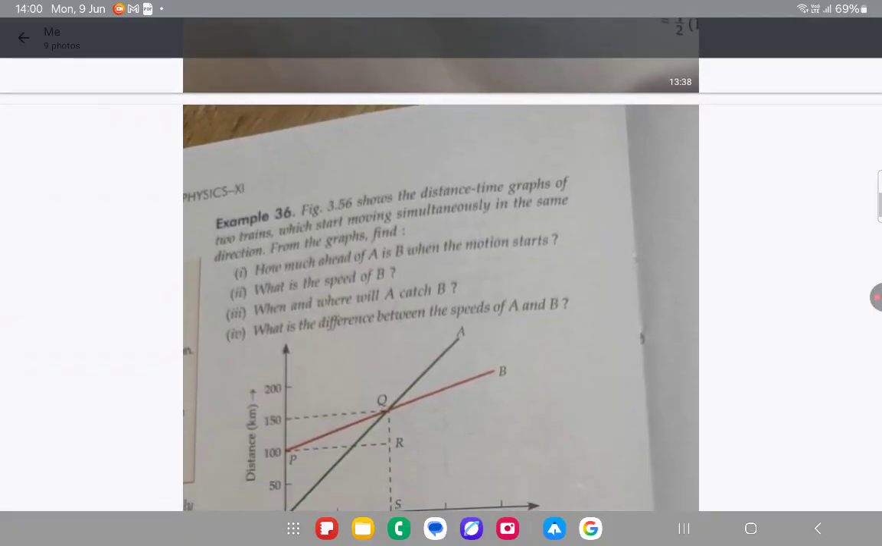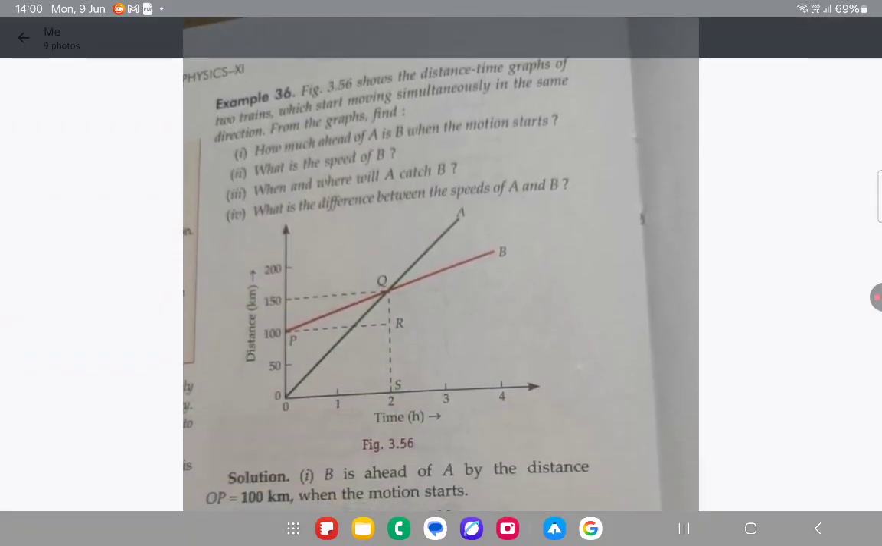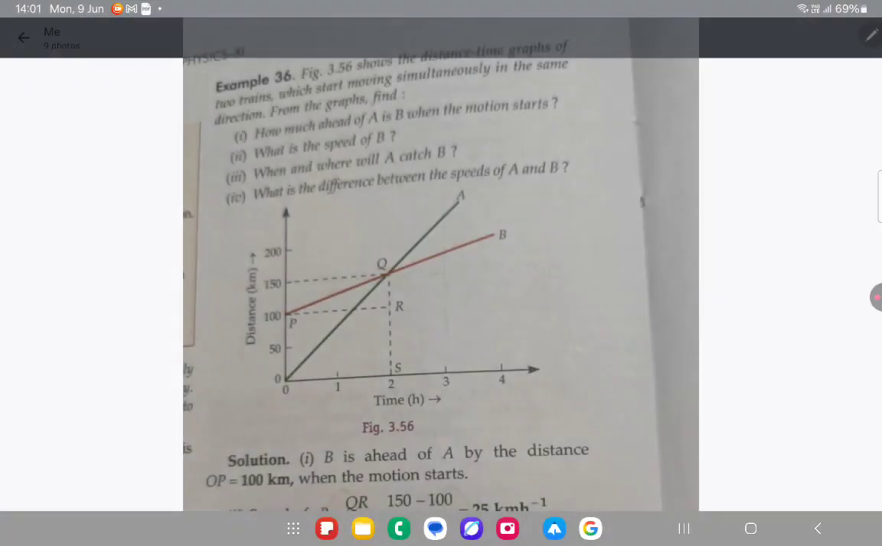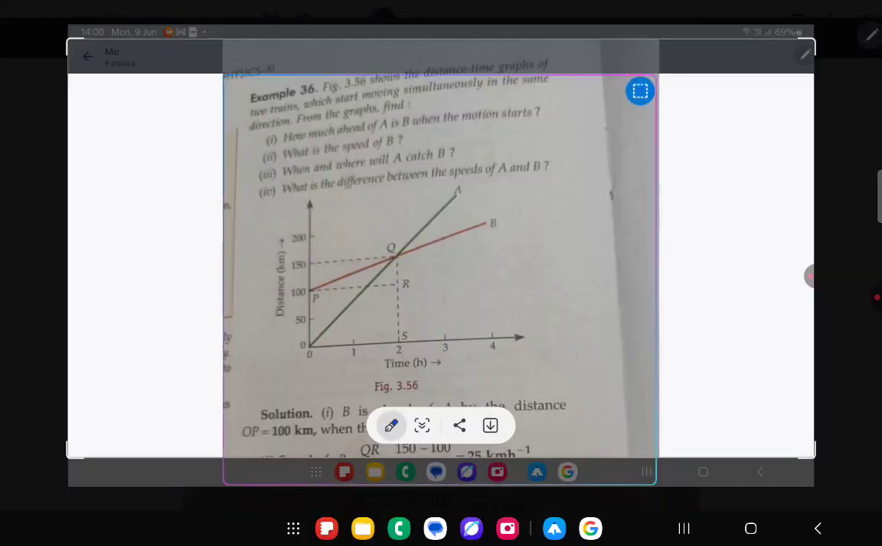Okay, so next question is this. As you can see, there is B in red color and A in black color, and it shows that B is already ahead. Can you see it starts from here? From the graph, you know B is already ahead of A because this distance is already at 100. So what is the observation? B is ahead of A. Then they ask you how much ahead of A is B. So this 100 meters is the distance it is ahead. First question is answered. Second question, what is the speed of B?